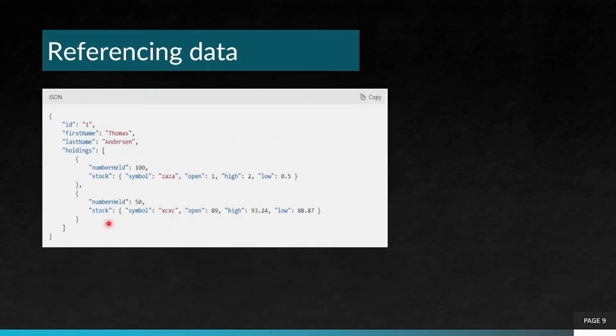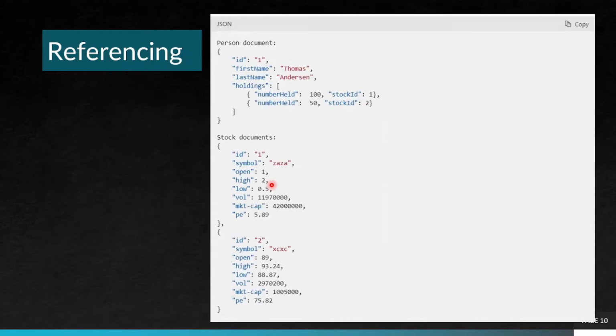Referencing data. This is a case in which a person is holding stocks, but the stock has an open price, a high price, and a low price, and it changes quite frequently. So this is not a great use case for embedding. So what you do is go ahead and reference the data. We are referencing the stock IDs, and we are having a stock document as a separate entity and a person document as a separate entity.